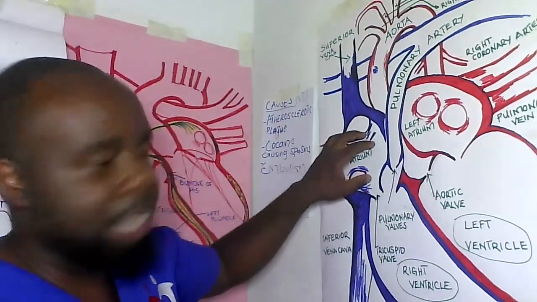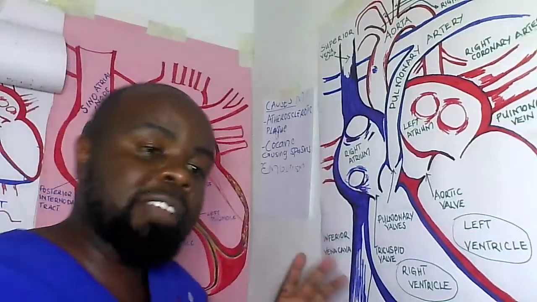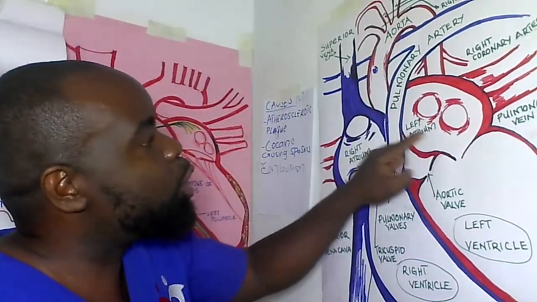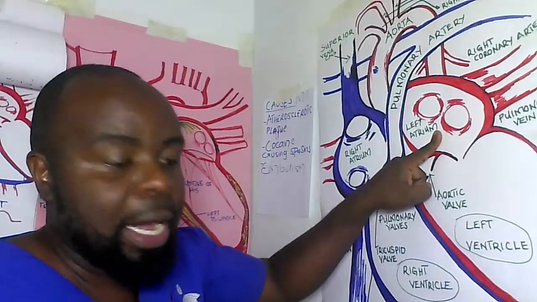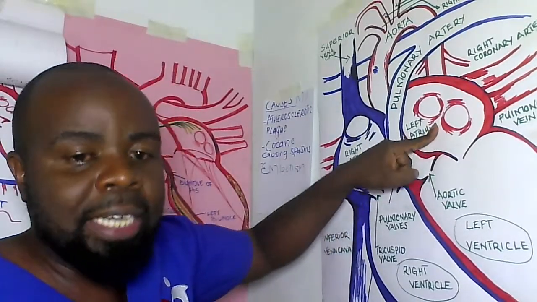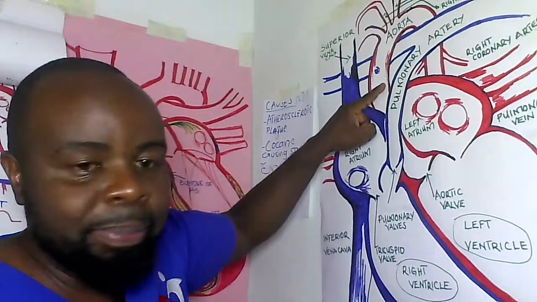Blood has come here. It has bypassed the liver, come here, gone to the left atrium, and then from the left atrium, it has gone through the ductus venosus here.